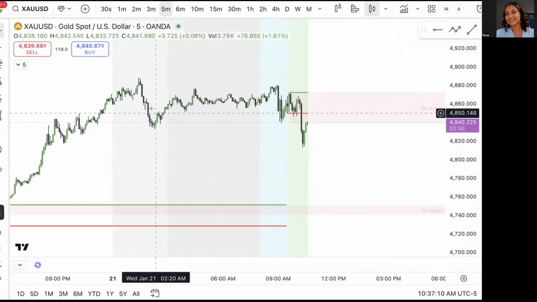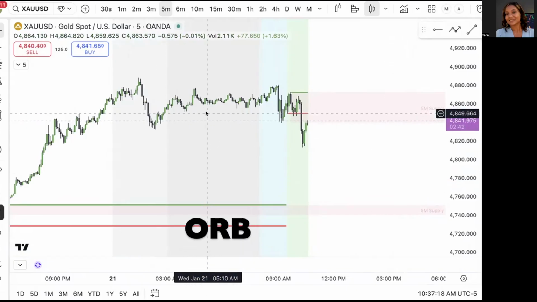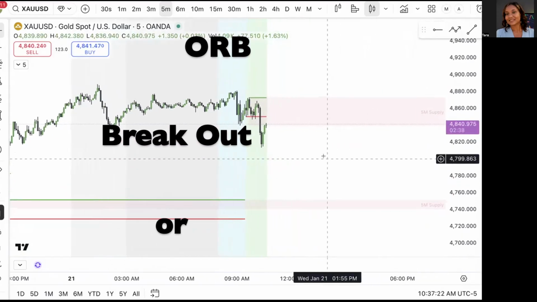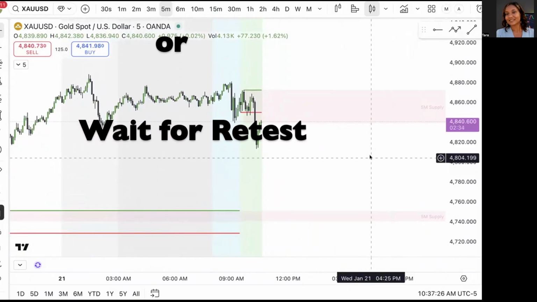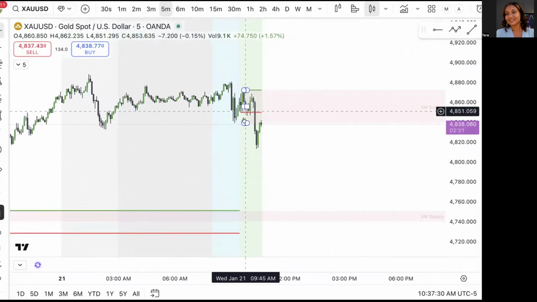Okay, and some people use this tool as a breakout tool, so that as soon as price leaves the zone, they go ahead and enter the trade. So that is one way that you can use the ORB tool. I prefer to wait for the retest. And so what I'll be doing is waiting for the retest back into the zone.